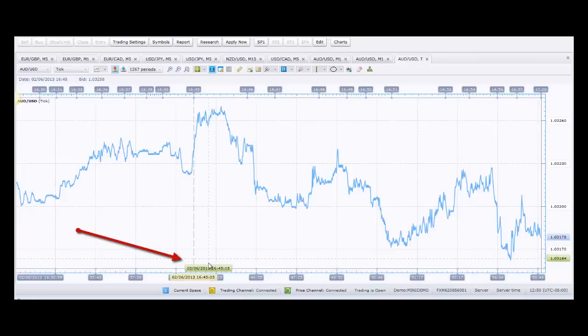As we're looking at this, this is 16:45:05 where I've drawn the line, and here we are 2 minutes later, 16:47:00, and we note that the move within those 2 minutes was up and then back down. So as we're looking at this, it will help us determine post-trade what actually happened.